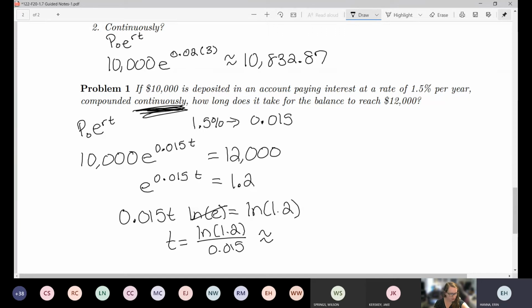So it would take approximately 12.1548 years for this to just sit in a bank and gain $2,000.